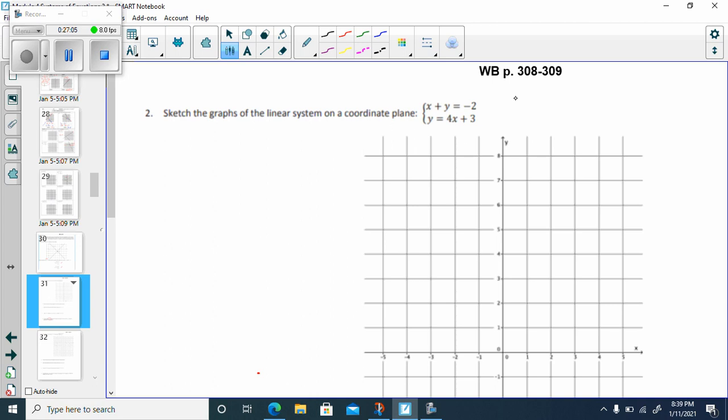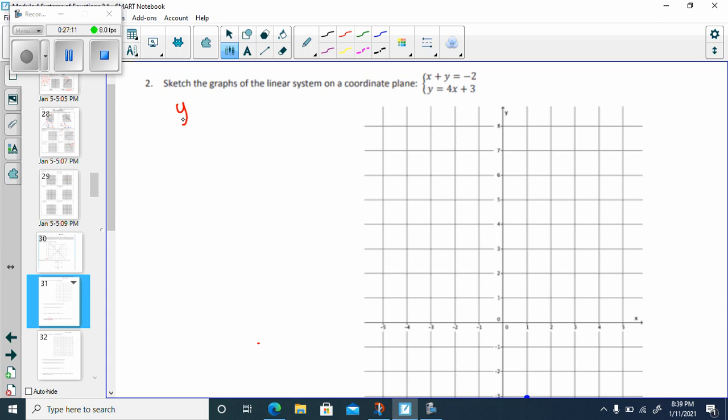If you look in your workbook on page 308, 309, it gives you this one. They ask you to do it. If I were going to plot this, I can plot the bottom one pretty easily because it's y is equal to mx plus b. And here my b is 3 and my slope is 4. Up 4, 1, 2, 3, 4, and over 1.